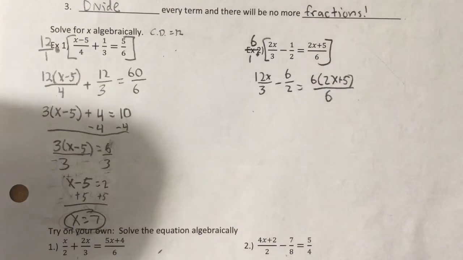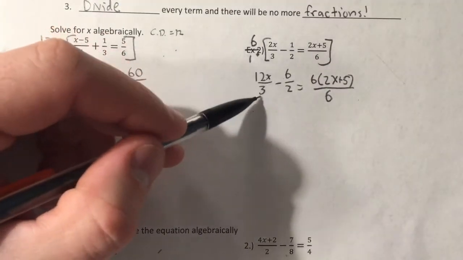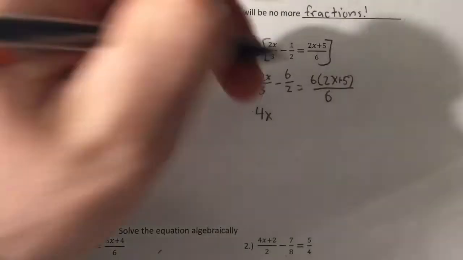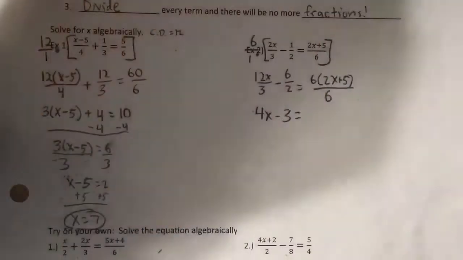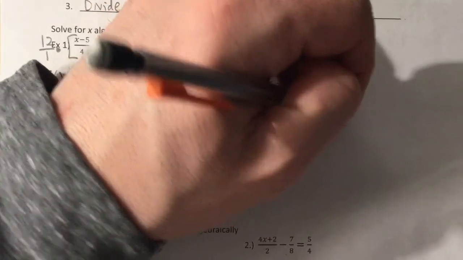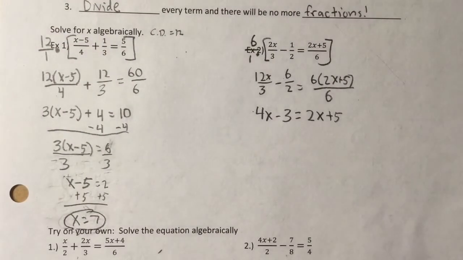All right, so now I do my division, my math, the magic. 12x divided by 3, take your magic wand, 4x, no fraction. 6 divided by 2 is 3, no fraction. 6 divided by 6 is 1, so I'm left with just 2x plus 5. Boom, no more fractions, like magic.